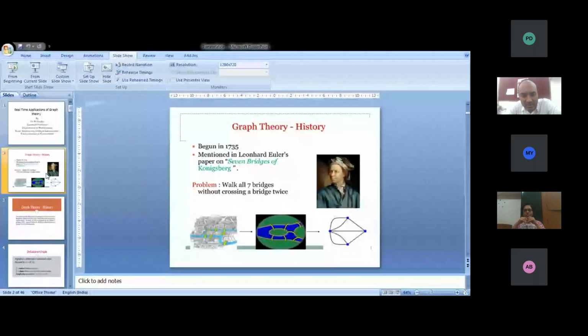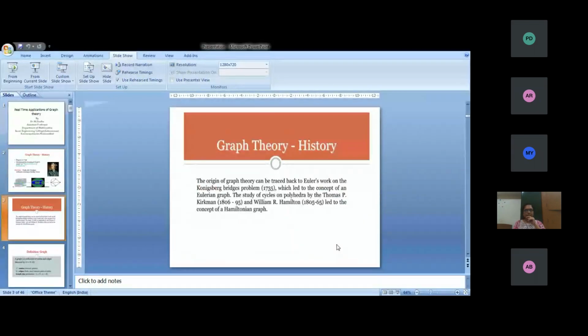Okay, sir. So Euler started this problem. He introduced the problem of walking over 7 bridges without crossing a bridge twice. From this we came into the theory of graphs. From the Königsberg problem we have known about this graph, the Euler graph. So this was the origin of graph theory. Next, they have seen the Königsberg problem.